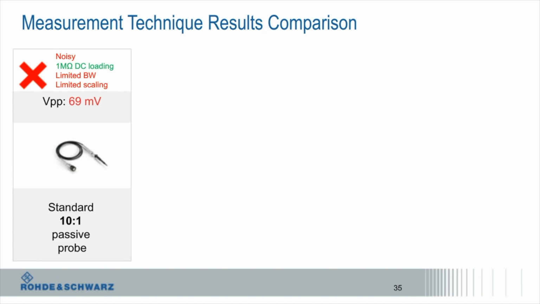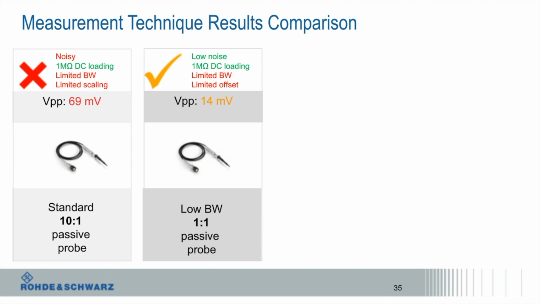In the first case with a 10-to-1 standard passive probe, we measured 69 millivolts peak-to-peak voltage. We now know that this technique severely overestimates the amount of noise and ripple we have on our rail. Our second technique was to use a low bandwidth 1-to-1 passive probe. We achieved a peak-to-peak voltage measurement of 14 millivolts, but have concerns about under-reporting the measurement value based on bandwidth limiting and the lack of built-in offset, which limited our ability to use the most sensitive vertical scale.